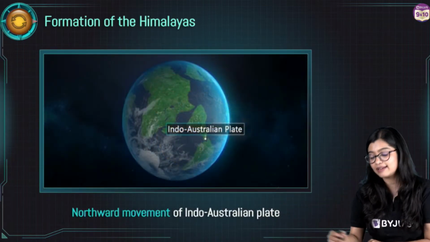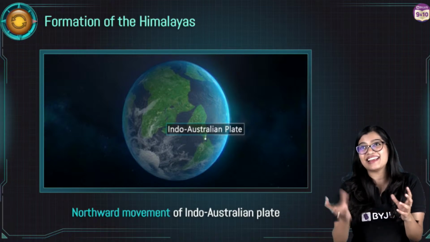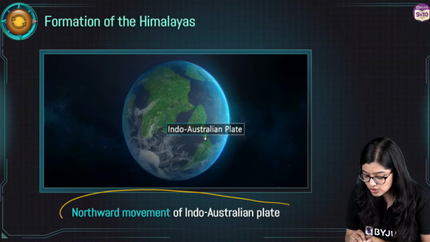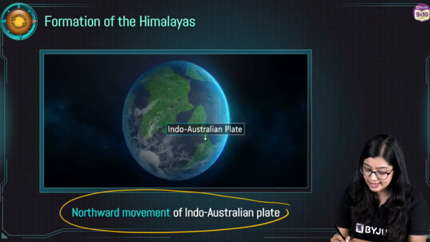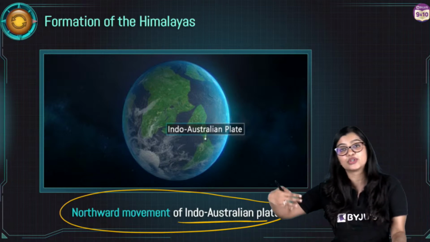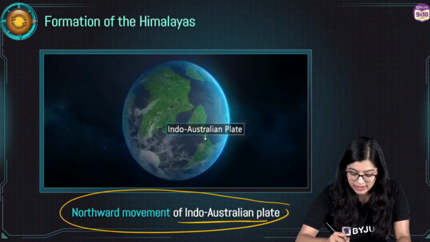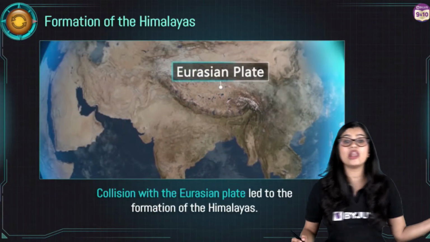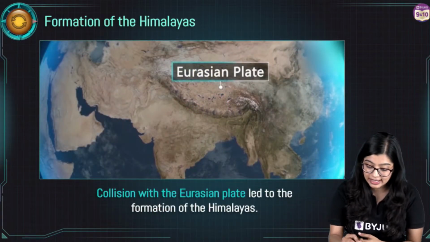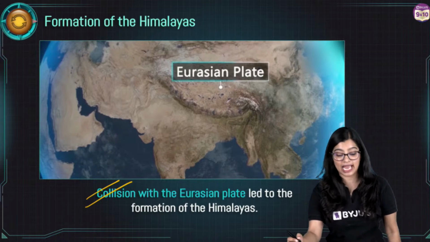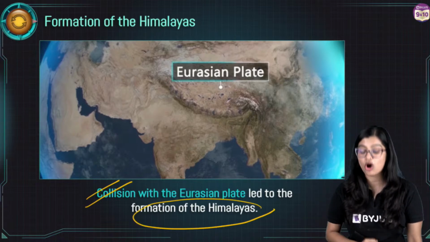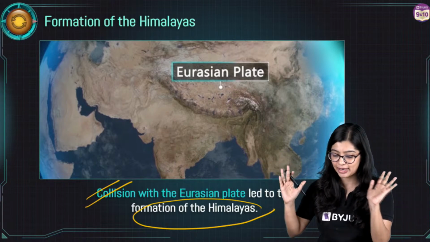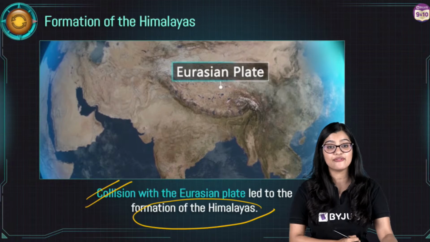So, we saw that India earlier was not technically part of Asia, right? But we saw that due to the movement of plates, the Indo-Australian plate moved northwards, right? This plate started to move northward and it collided with the Eurasian plate, leading to the formation of the Himalayas. So when that collision happened, it resulted in the formation.